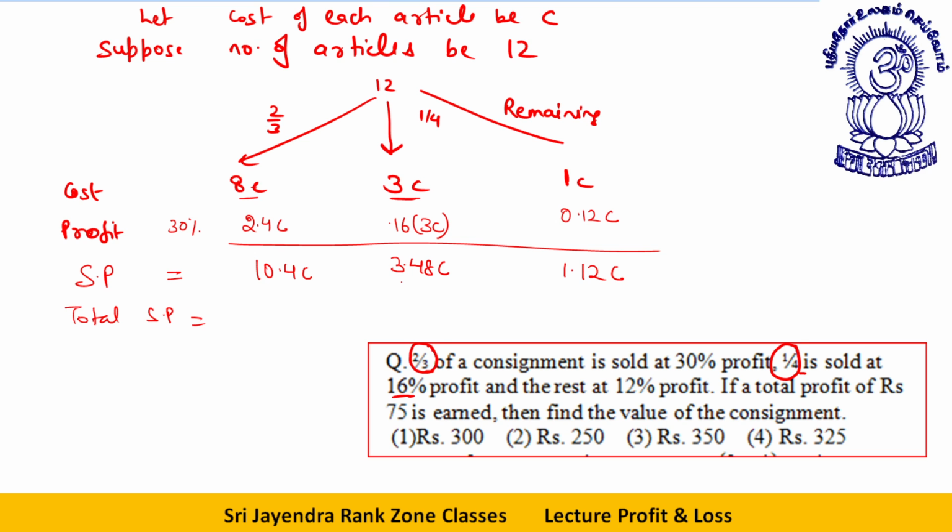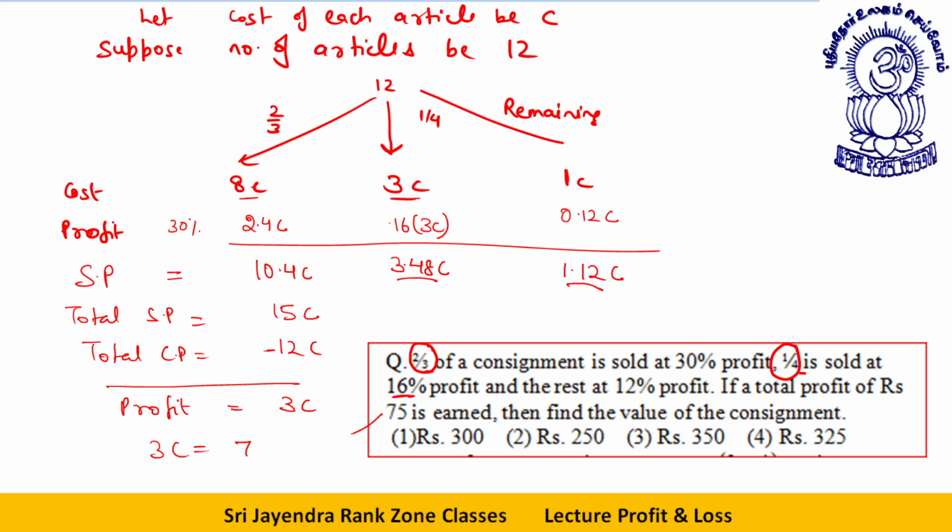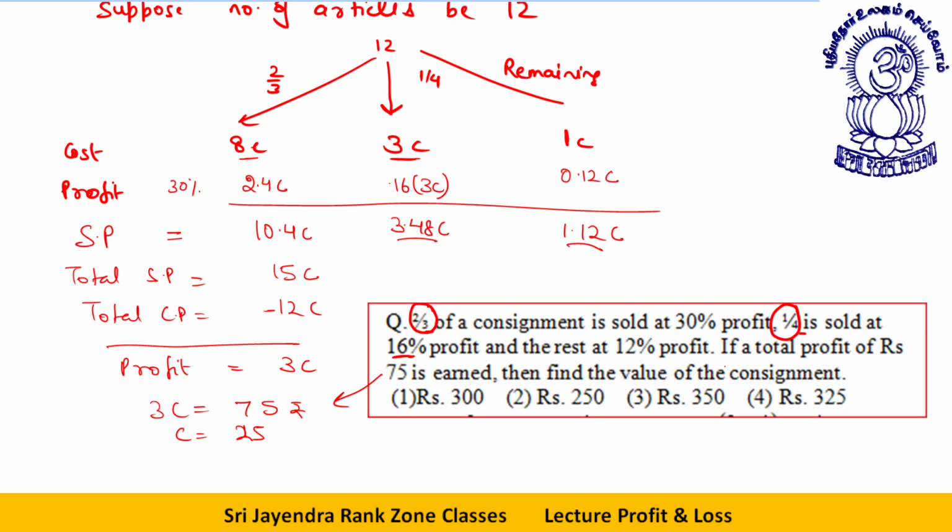So the total SP will be the sum of these: 3.48 plus 1.12, that is 4.6. 4.6 plus 10.4 is 15C. Total SP is 15C. Total CP is equal to 12C. Therefore, profit is equal to 3C. Now this 3C is given to us as 75 rupees. So that way C is equal to 25.